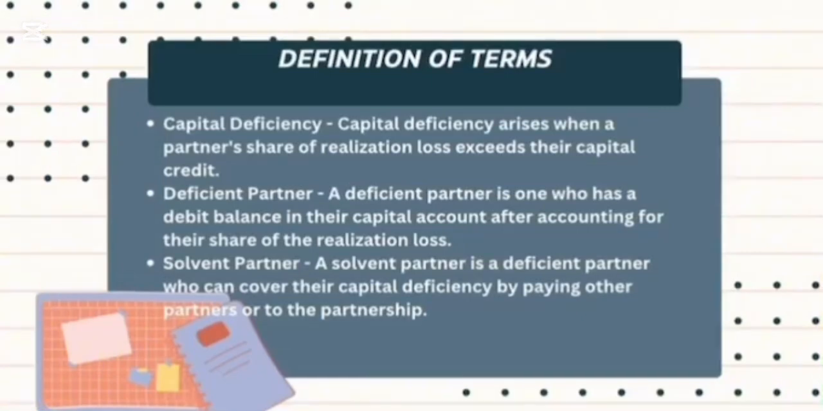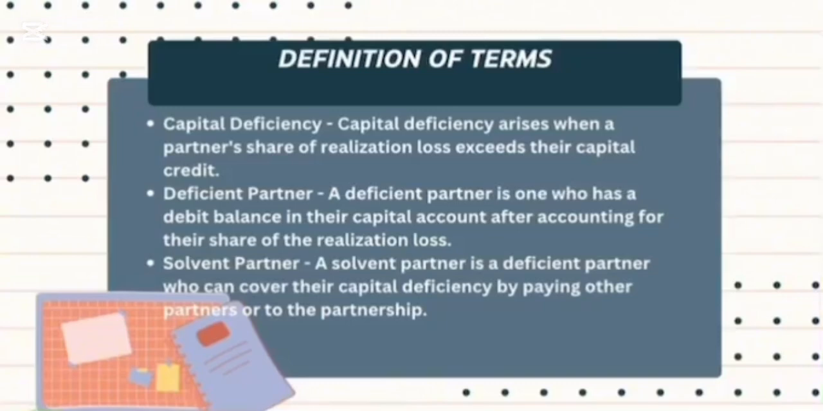Capital deficiency. Capital deficiency arises when a partner's share of realization loss exceeds their capital credit. Example, if Mr. Cuyano Jr. has a capital credit balance of 30,000, but his share of the realization loss is 33,000, he develops a capital deficiency of 3,000, resulting in a debit balance in his capital account.